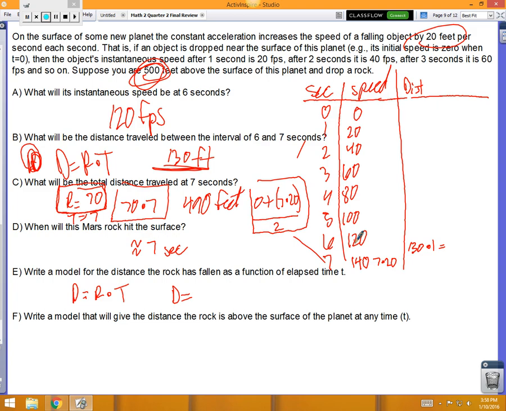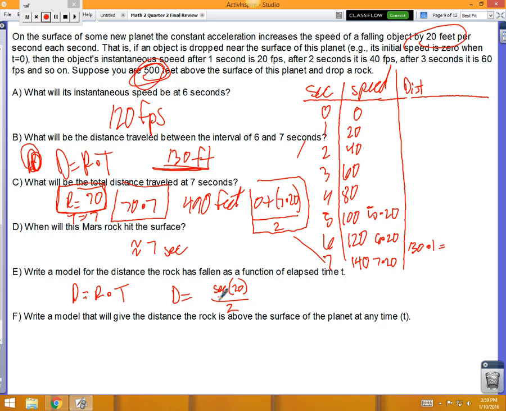So the speed of 120 was 6 times 20. 100 was 5 times 20. So to get the speed, all you do is take the seconds and times it by 20 because it's increasing 20 every second. Okay, so my speed is going to be the time in seconds times 20, plus 0, divided by 2.